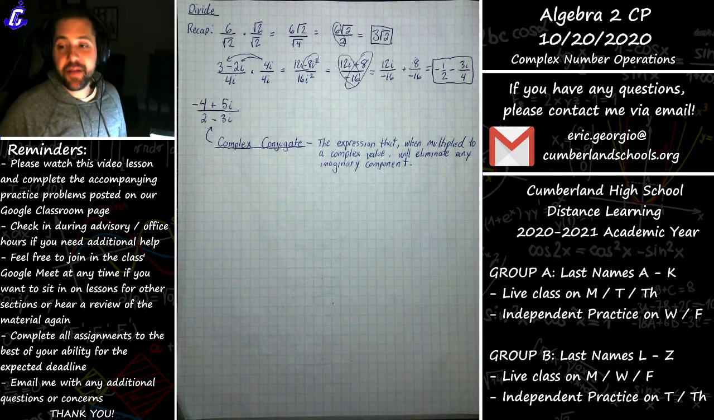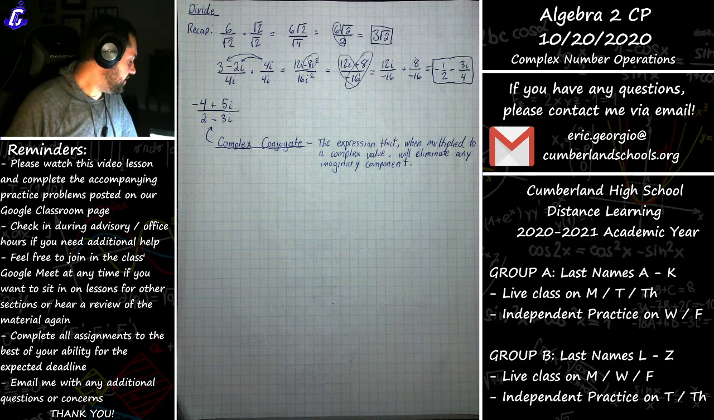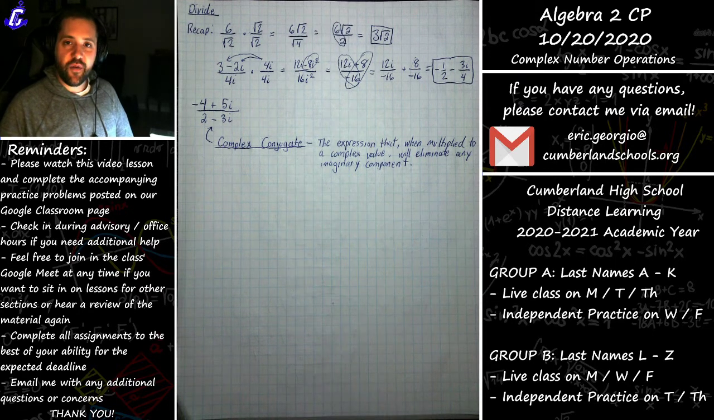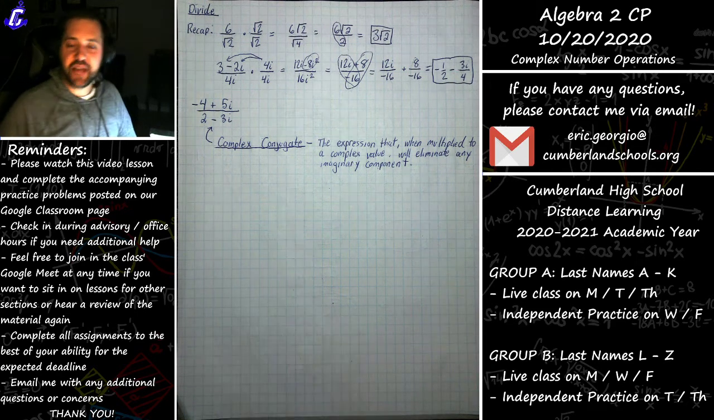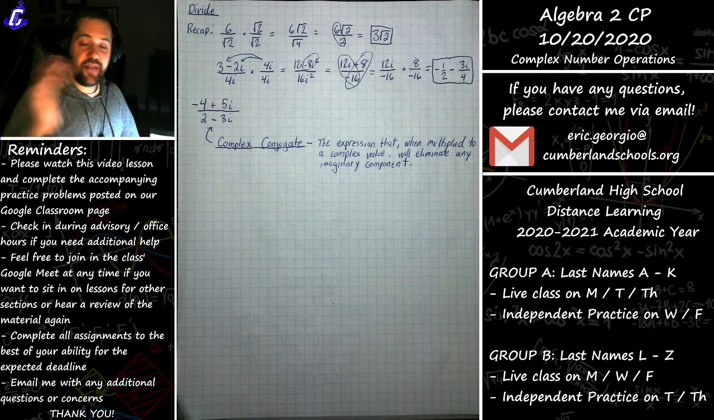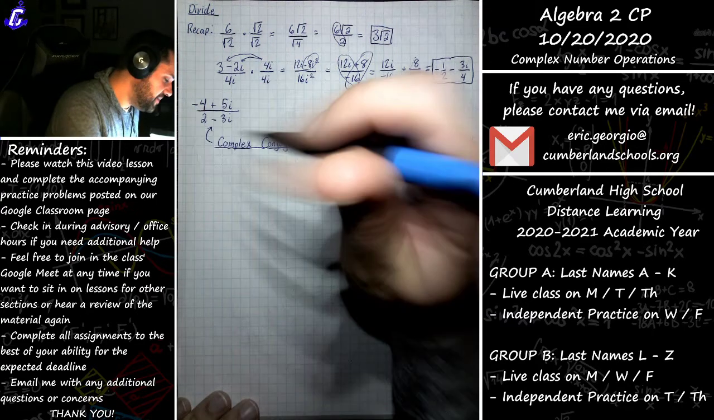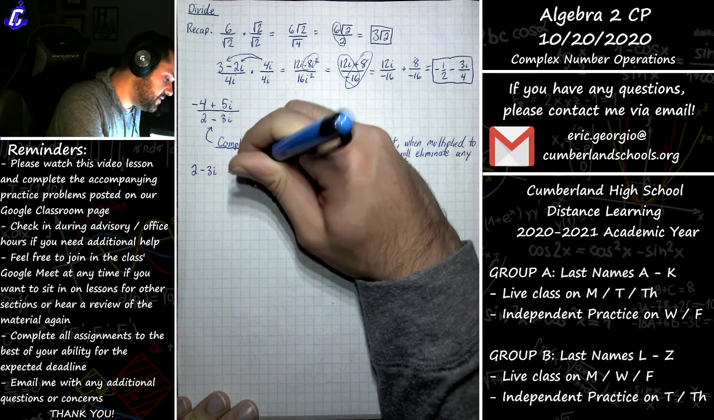And the complex conjugate, the expression that when multiplied to a complex value will eliminate any imaginary component. The complex conjugate of 2 minus 3i is in fact 2 plus 3i. What gets changed in order to do the complex conjugate is the fact that we switch the sign of the i. And by switching the sign of the i, you're going to see that when we distribute, those i's will cancel out, and we'll be happy to go on our day. All right, so notice the complex conjugate of 2 minus 3i is 2 plus 3i.